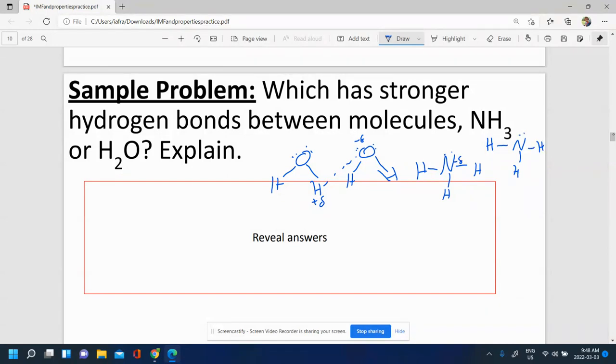This is partial negative. This is partial positive. And the question is, which of these is stronger? The hydrogen bond between the waters or the hydrogen bond between the ammonia? So what I would do is calculate the polarity, the electronegativity difference for OH and NH, and try to see which one is more polar.